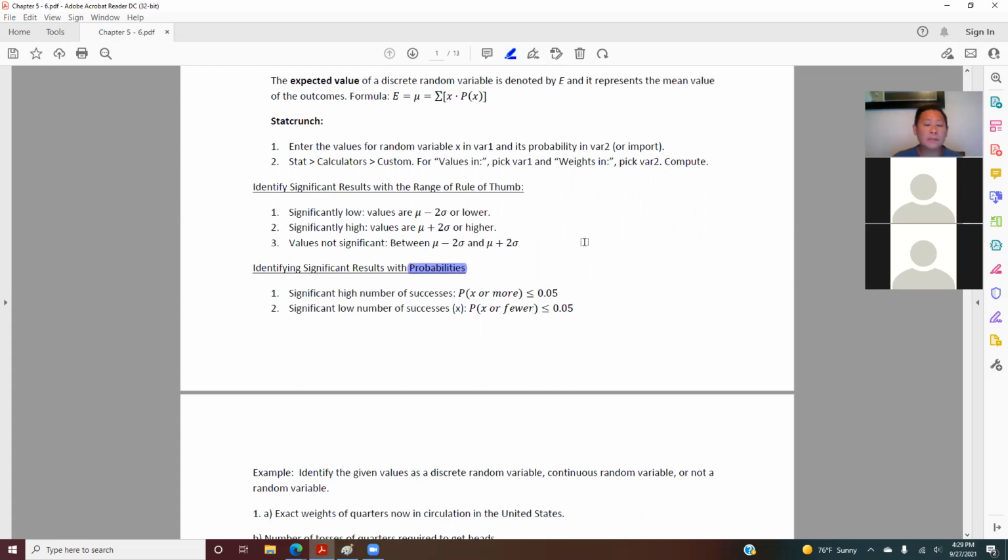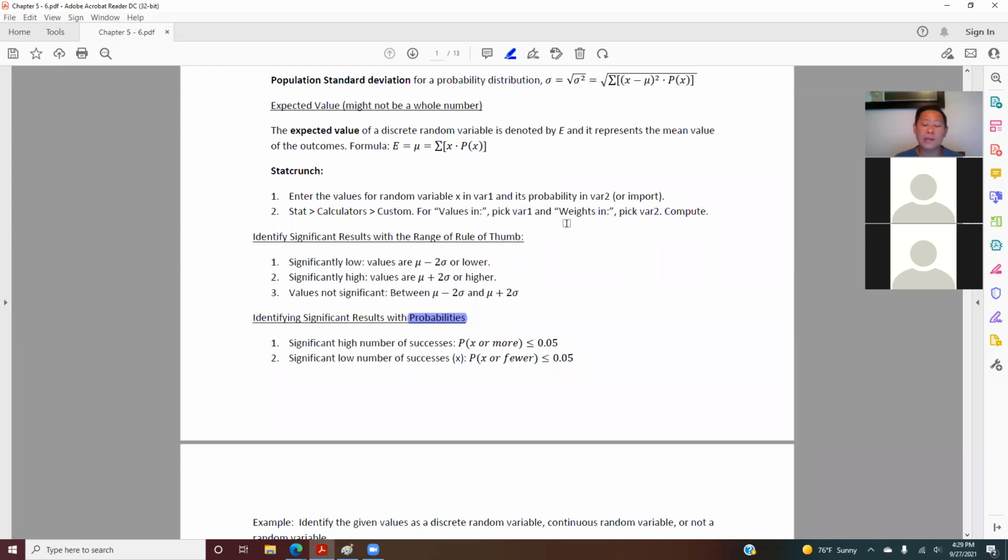As I mentioned in Wednesday's class, there are two ways for us to figure out significantly high and significantly low. One way is using the range rule of thumb, which a lot of you know, where you take the mean plus or minus 2 times the standard deviation. This is the one we did a lot in chapter 3. Significantly low is the mean minus 2 standard deviations or lower. Significantly high is the mean plus 2 standard deviations or higher. This is the range rule of thumb that you are familiar with.